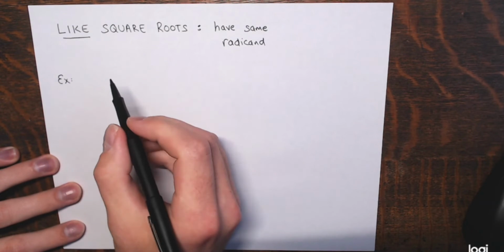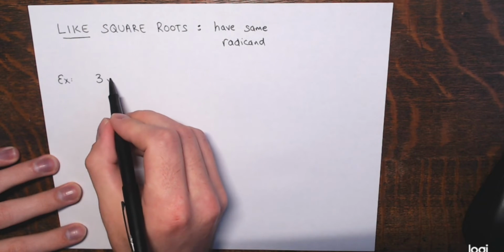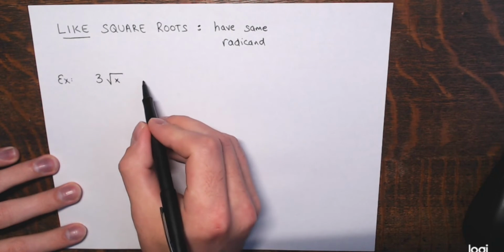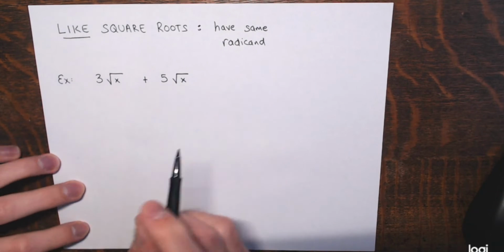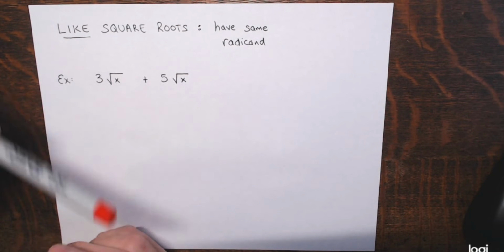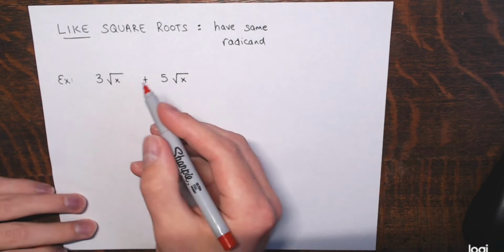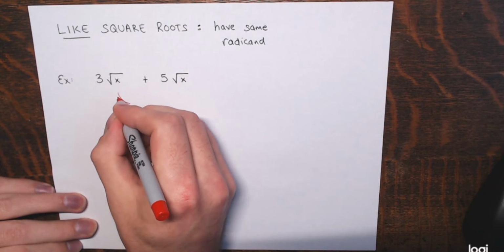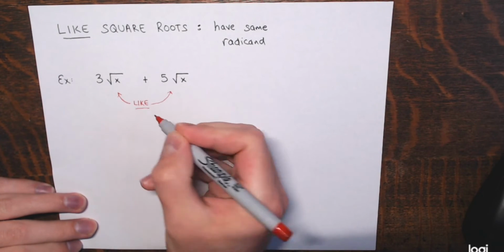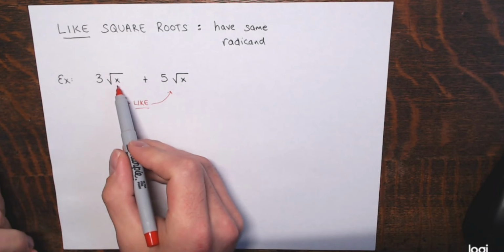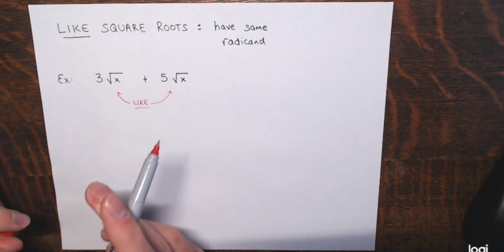So for example, if I was asked to add or subtract here, say I had 3 times the square root of x plus 5 times the square root of x. These would be these 2 terms. Remember, terms are separated by an addition or subtraction sign. These 2 terms are like square roots, because they're both the square root of x. They both have the same radicand, the same expression inside the root.